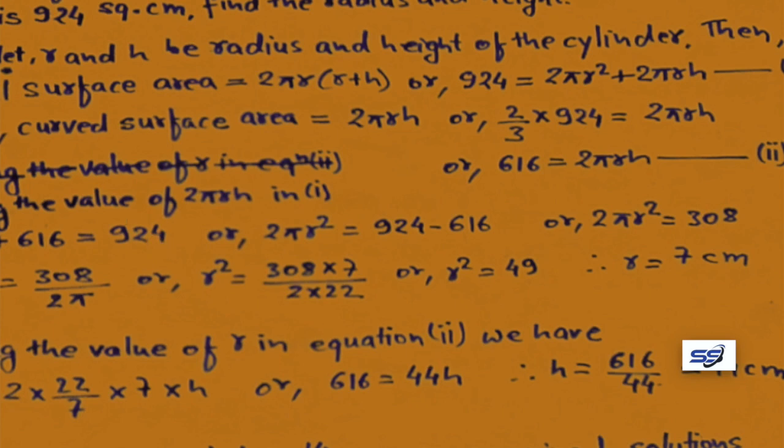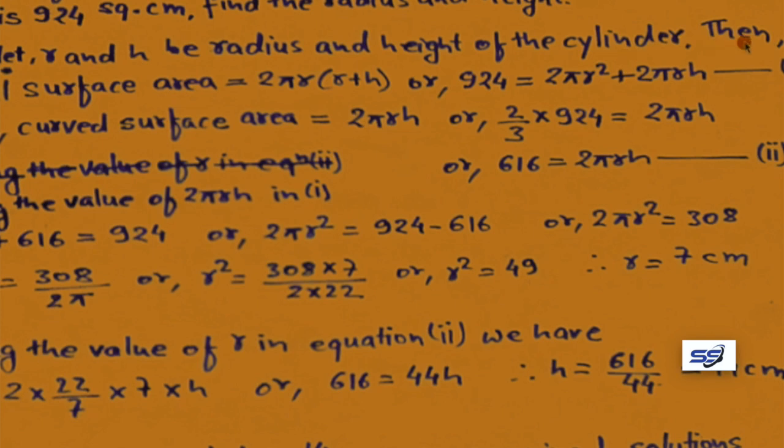Our next question is 259 upon c. The area of the curved surface of a solid cylinder is equal to 2/3 of the total area of the same cylinder. If the total surface area of it is 924 square centimeter, find the radius and height. We have to assume certain things here. Let R and H be the radius and height of the cylinder.